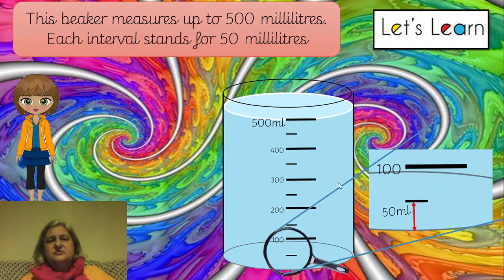So the beaker measures up to 500 millilitres, and here we've got a scale that has intervals, and it's saying that each interval stands for 50 millilitres. We're going to check that, because we've got a scale that starts on 0, even though it doesn't say it at the bottom of the scale. It's starting on 0, and then we've got 2 jumps to get to 100.